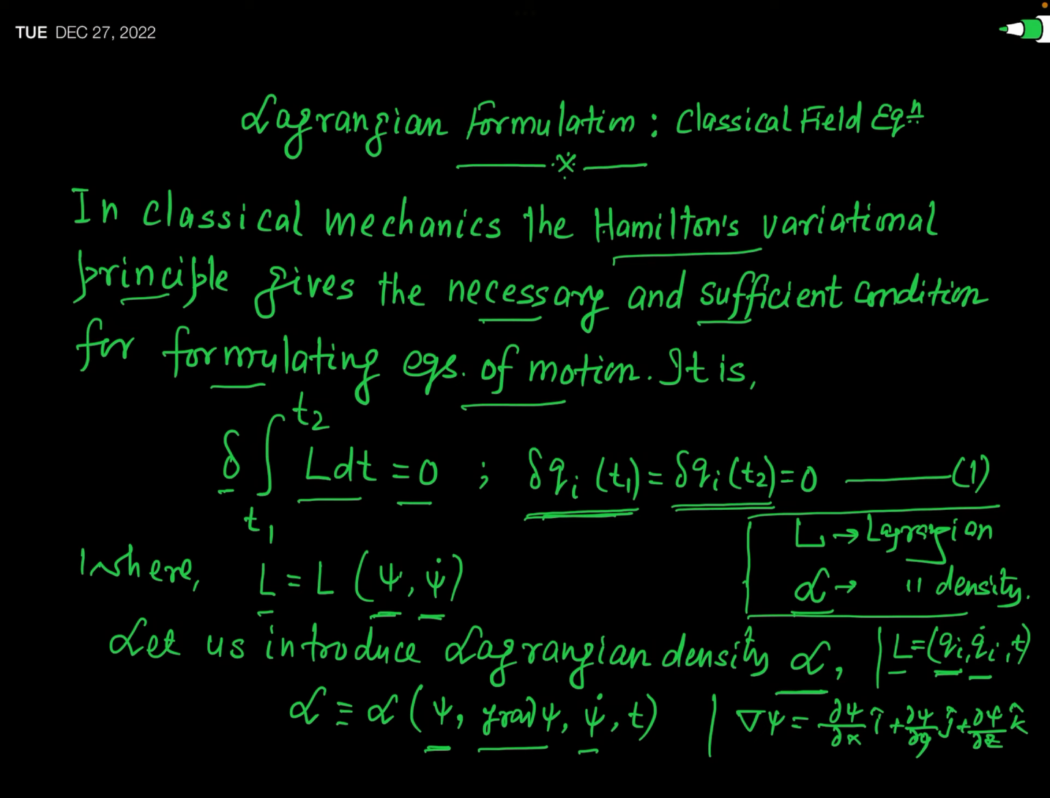And psi dot, you know, is del psi by del t, the derivative of psi with respect to t. And probably t also. So the Lagrangian density is a function of psi, grad psi, psi dot and t.